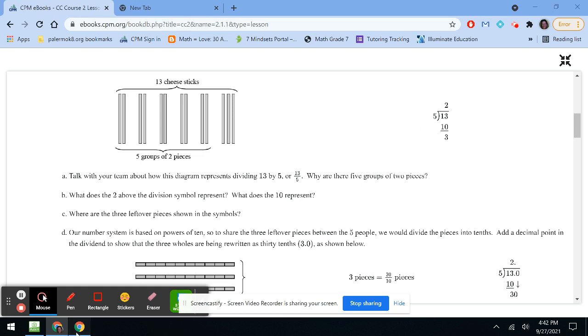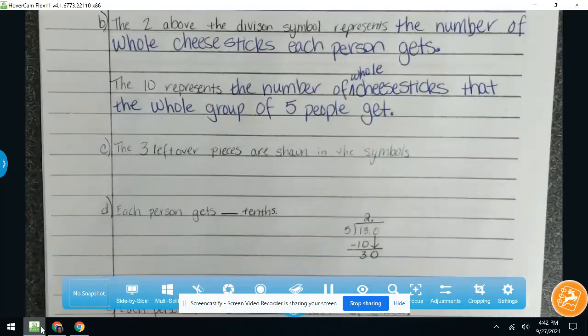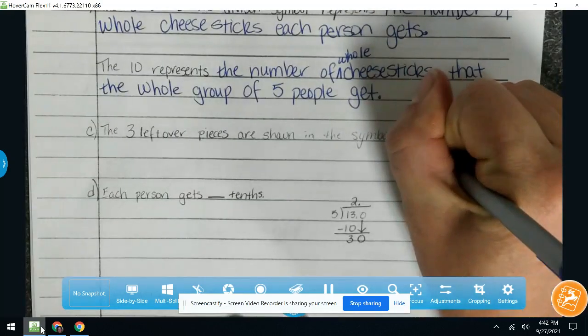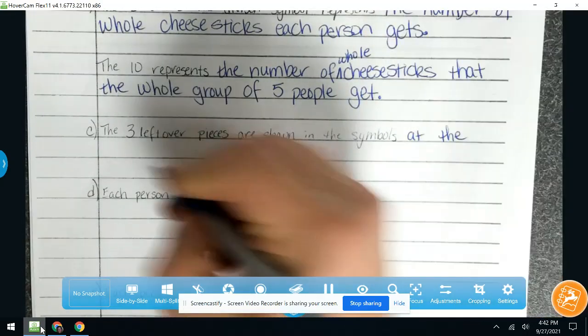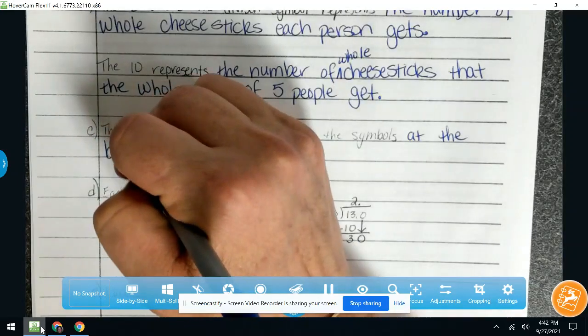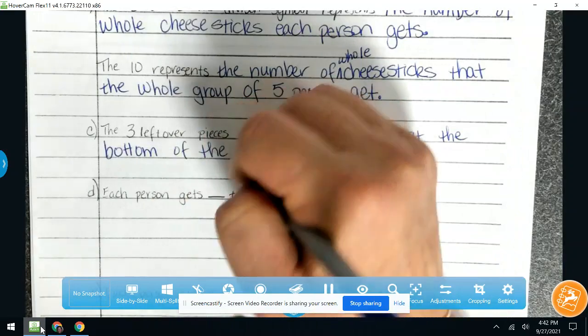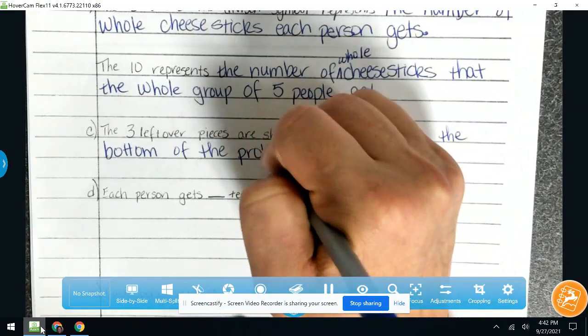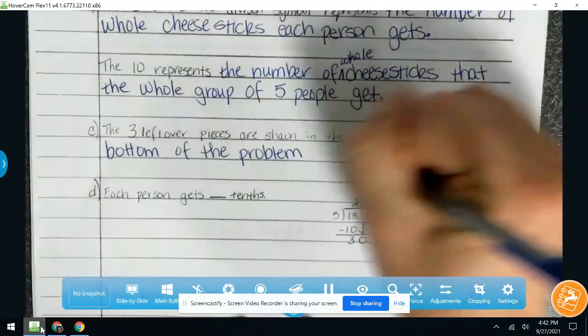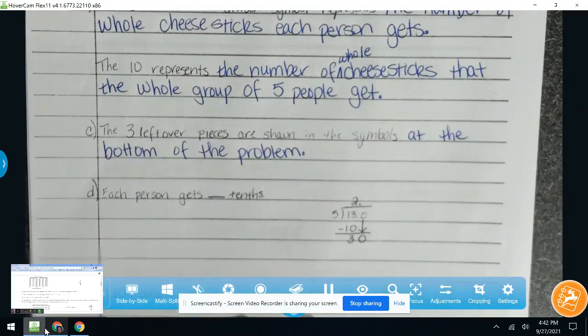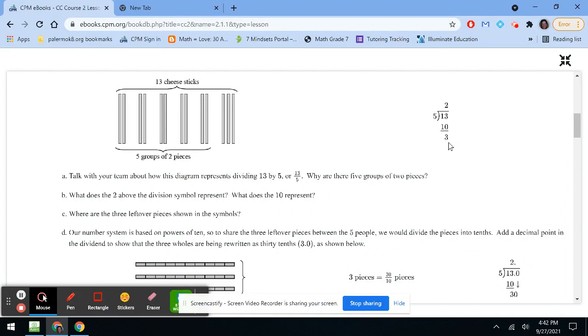So I'm going to write, oh, doggone it. 3 leftover pieces are shown in the symbols at the bottom of the problem. So they're shown at the bottom. So right down here, again, we're looking at it. This guy is hanging out right there.